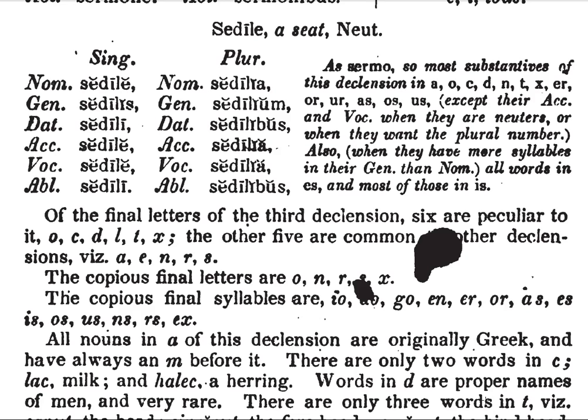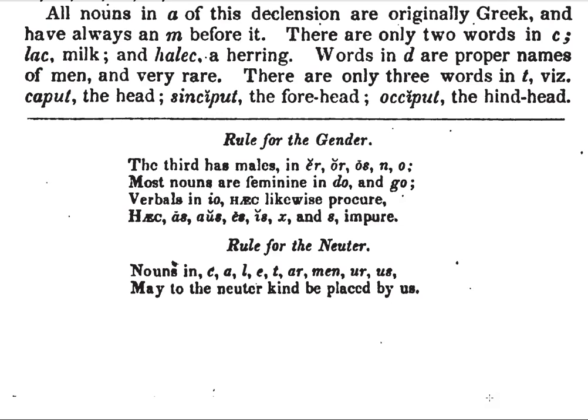All nouns in a of this declension are originally Greek and always have an m before it. There are only two words in the letter C, lac, meaning milk, and halec, a herring. Words in D are proper names of men and are very rare. There are only three words ending in T in this declension: caput, the head, sinciput, the forehead, and occiput, the back of the head. All of them variations on caput, meaning head.